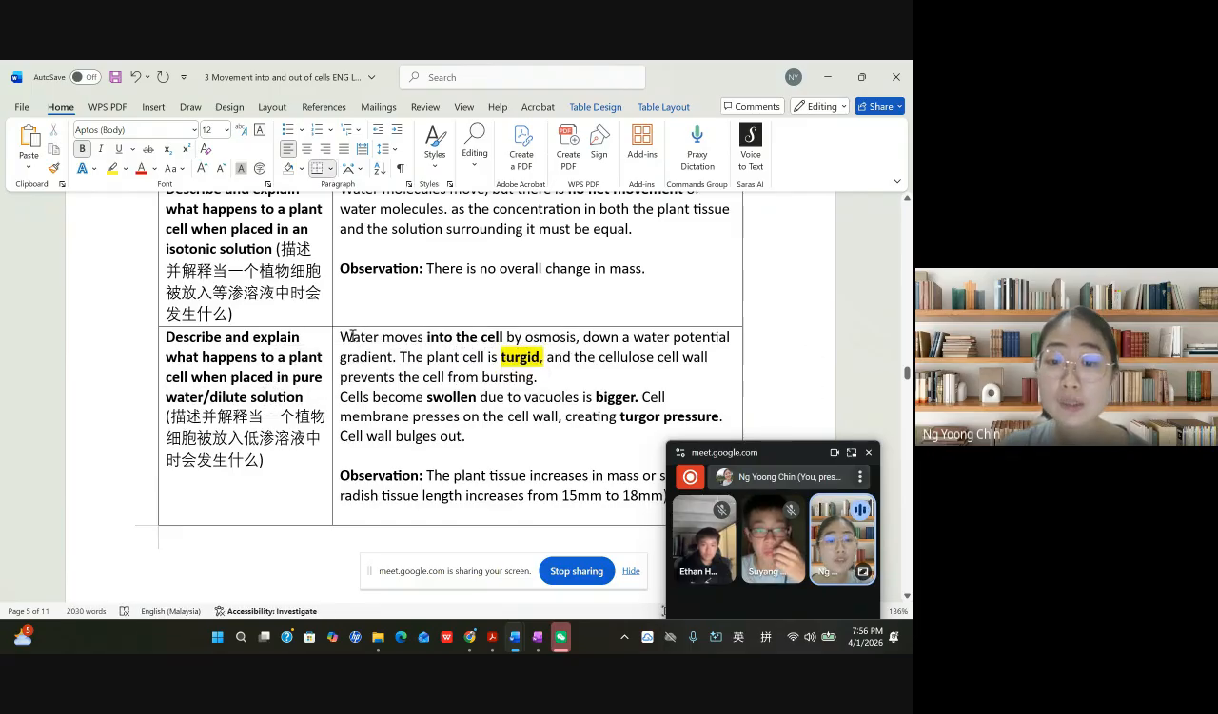So water will just move into the cell by osmosis. That's why when the water moves into the cell, it will cause the vacuole to become bigger, because the vacuole absorbs water. So it will cause the cell membrane, see, we refer to this one, the cell membrane just presses on the cell wall. When the cell membrane presses on the cell wall, they will create a turgor pressure. So this is how the turgor pressure is created.